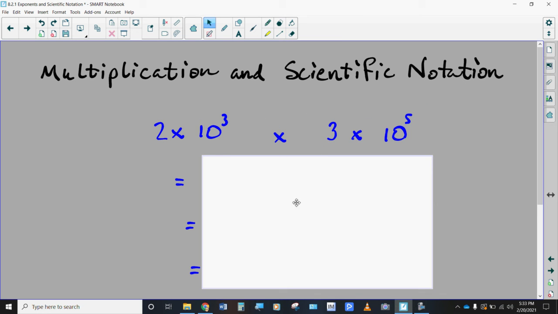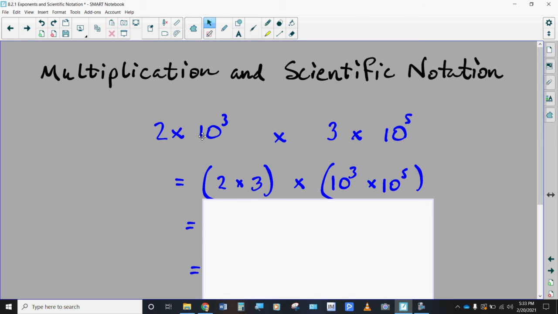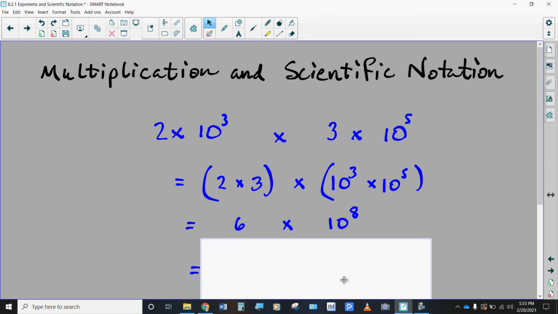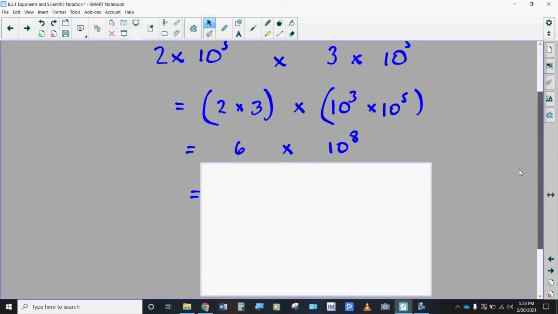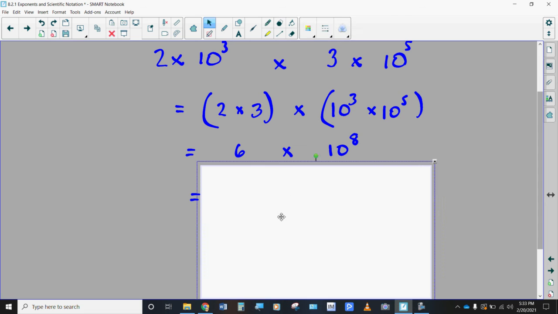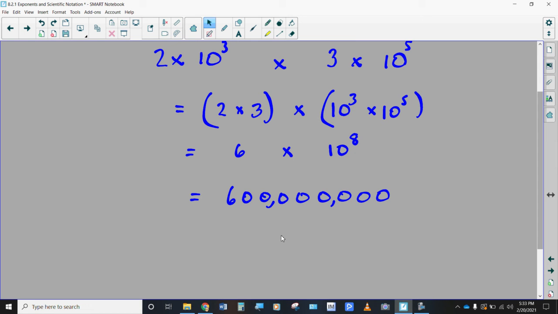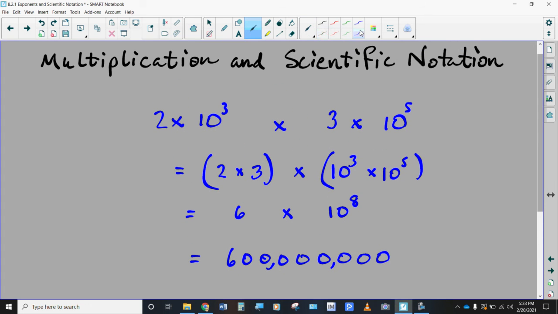So let's go ahead and use commutative property and rewrite it where the 2 and the 3 get grouped together to make 6, and the 10 to the 3rd times the 10 to the 5th get grouped together to make 10 to the 8th. So now, what is 6 times 10 to the 8th? We'll add 8 zeros to the end of it, and it is 600 million. So we were able to take this original problem that was written in scientific notation and use what we know about exponent rules and commutative property to get an answer without having to do all the paper pencil or have to worry about all those zeros.